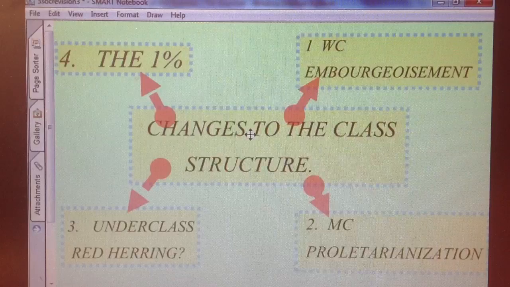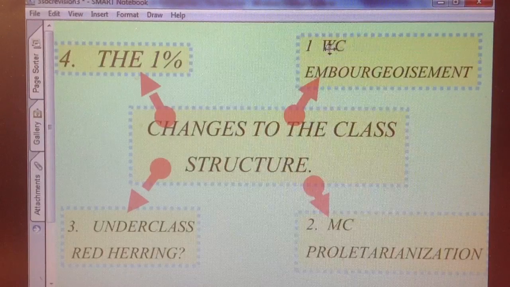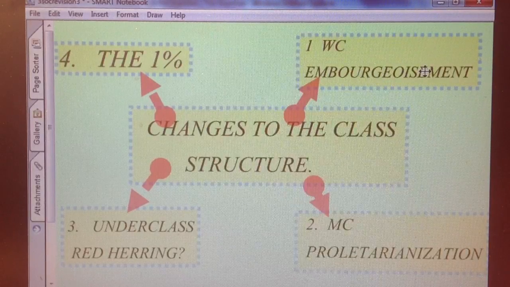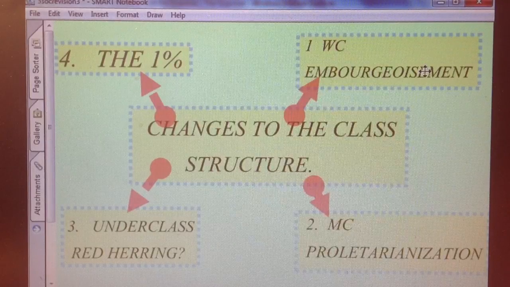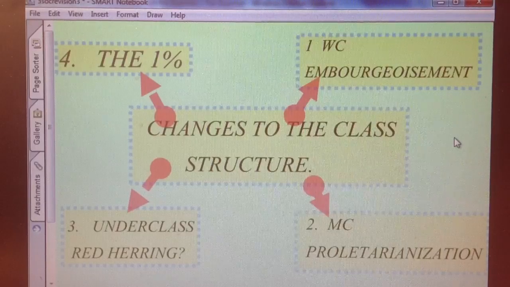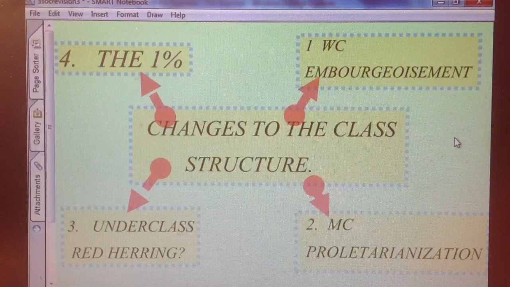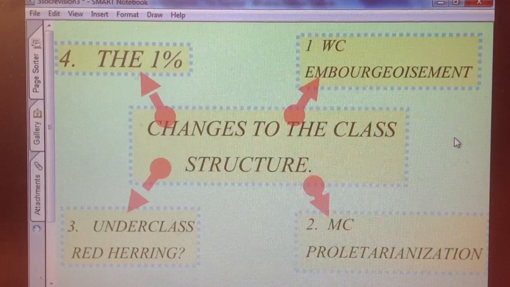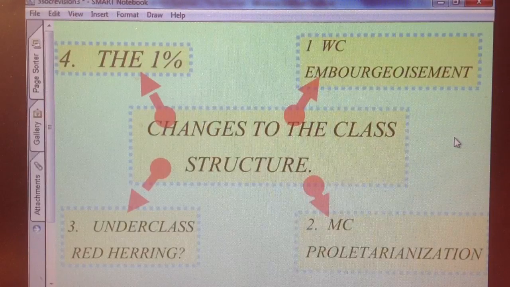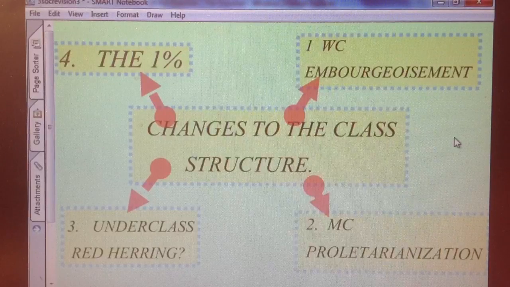And finally, there's some work on changes to the class structure in the last few years. So we have one, working class embourgeoisement. Working class people becoming more middle class in a sense. We're talking here about self-employed builders, plumbers. They're definitely working class, but in a lot of their attitudes they're becoming middle class. They have better income, therefore nicer houses, more cars, and they don't feel as working class anymore. And they often don't feel much sympathy for other members of the working class, particularly people who we'd call the underclass.